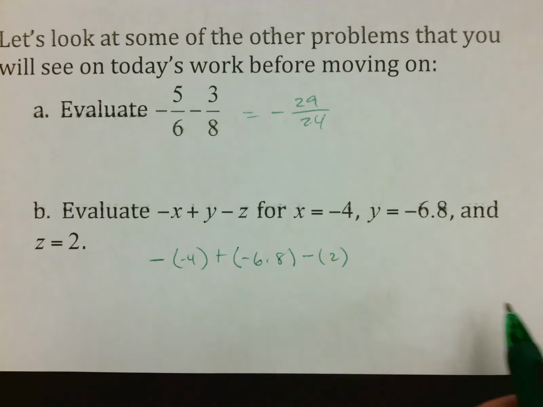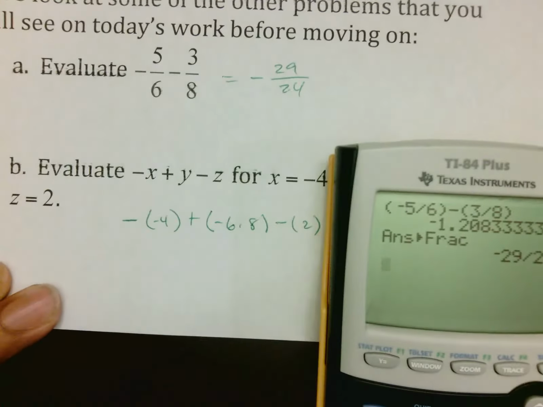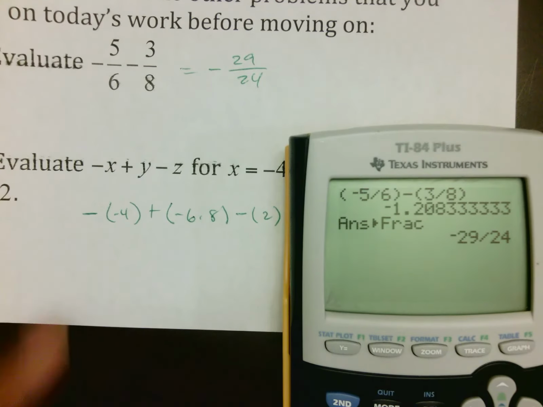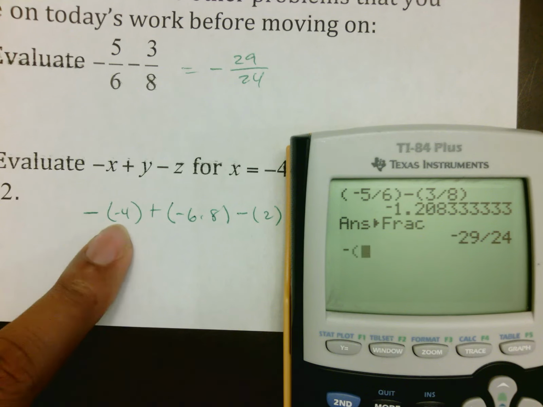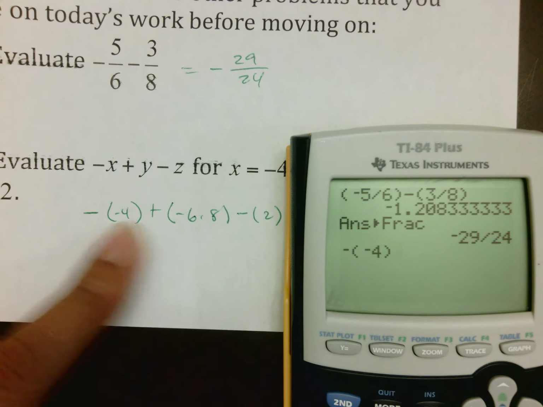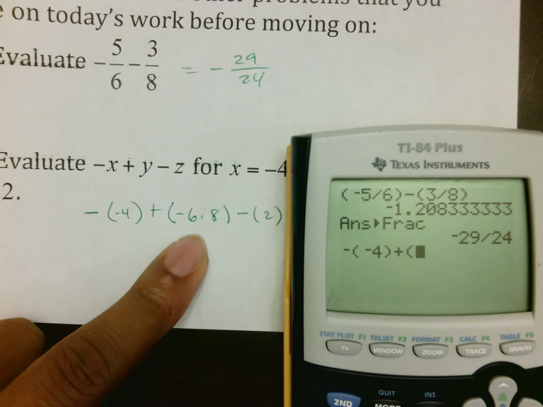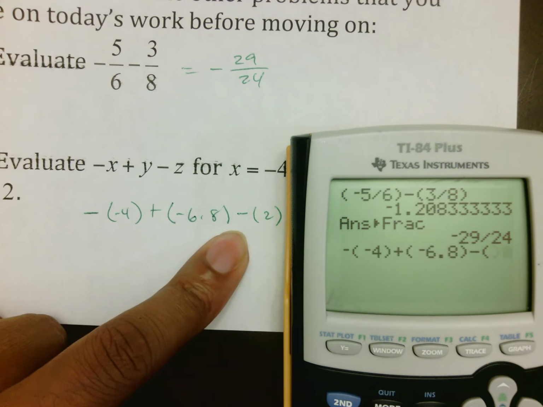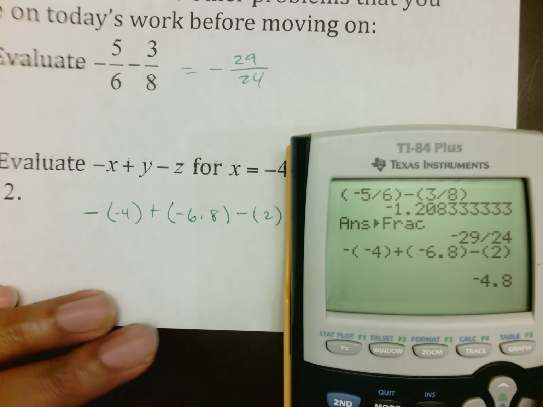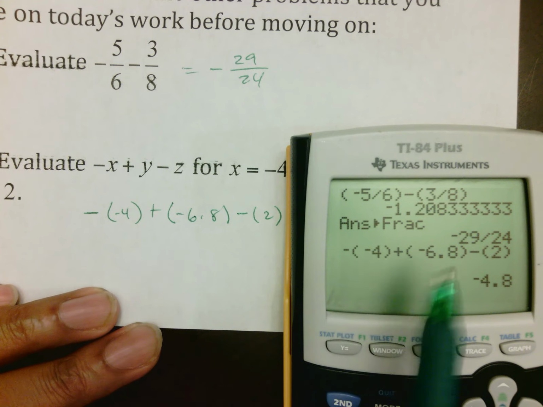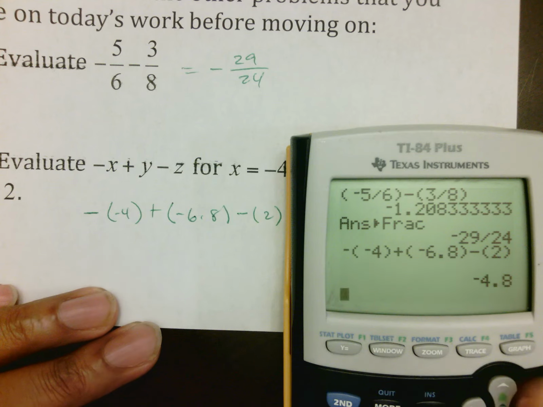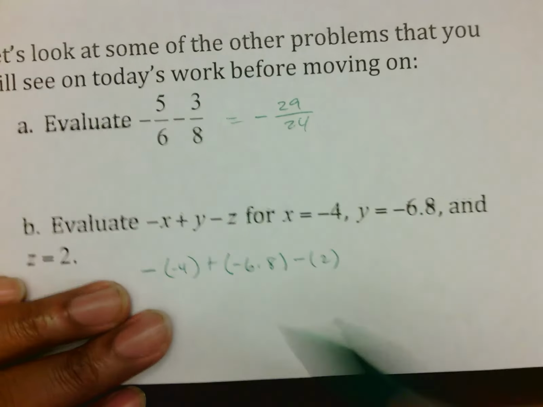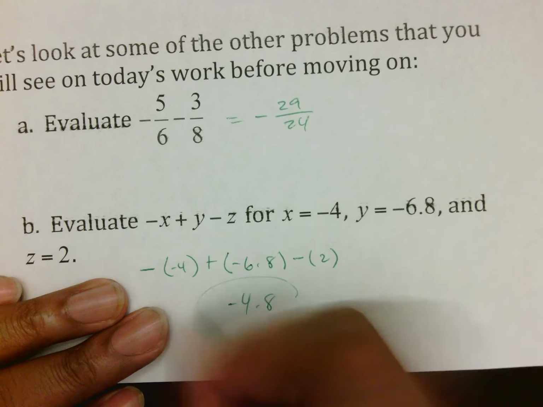Once you have it written correctly, all you have to do is take your calculator and type in exactly what you see. So negative parentheses negative 4 close plus parentheses negative 6.8 close minus parentheses 2 gives me the answer of negative 4.8. So negative 4 plus negative 6.8 minus 2 is negative 4.8. And again, that's all I'm asking you to do.